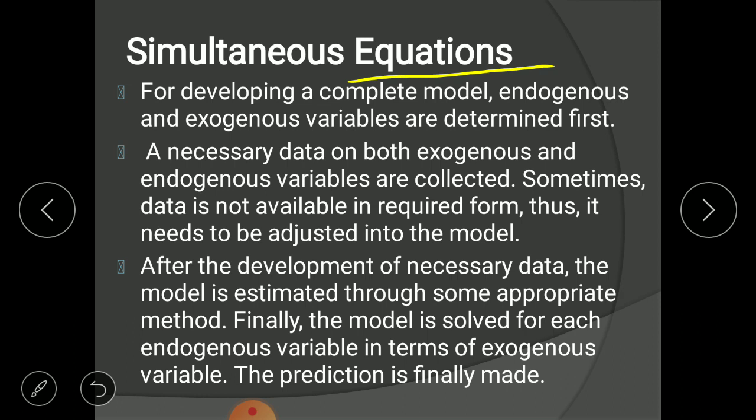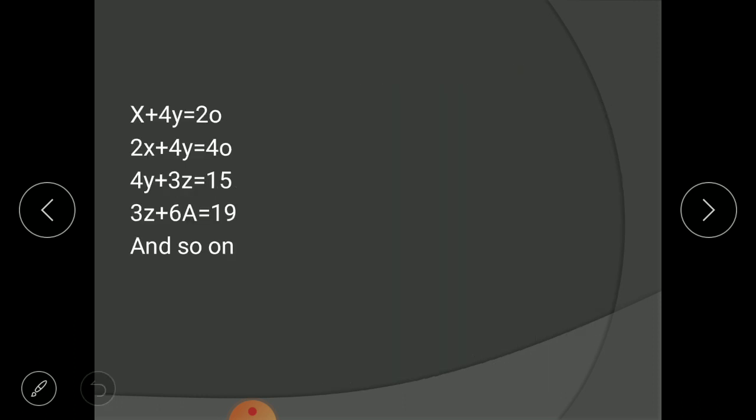Let me give an example like this. Say, for example, if we consider only two equations, which are: x plus 4y is equal to 20, and 2x plus 4y is equal to 40.